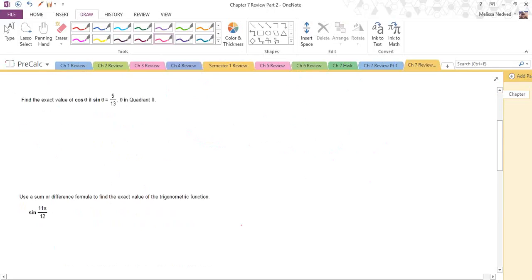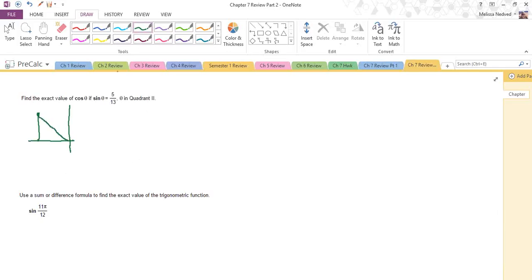All right, the next one, find the exact value of cosine of theta if sine theta is 5/13 and theta is in quadrant 2. So there's no guessing or spending extra time figuring out which quadrant I'm in here. I know that I'm in quadrant 2. I'm going to sketch myself a picture. Since sine theta is 5/13, since sine is y over r, I know my y is 5 and my r is 13. So I need to find x. But I know since I'm in quadrant 2 that x is going to be negative.